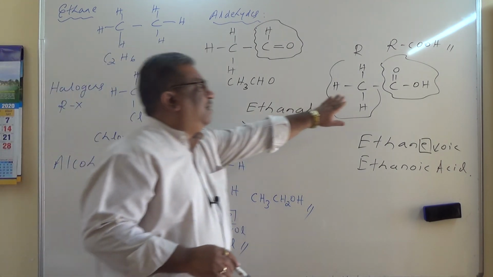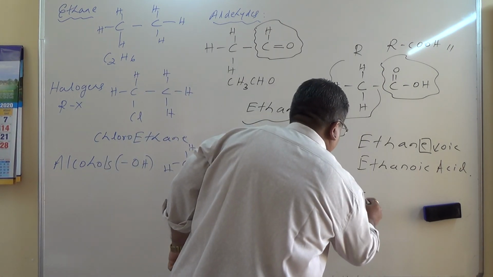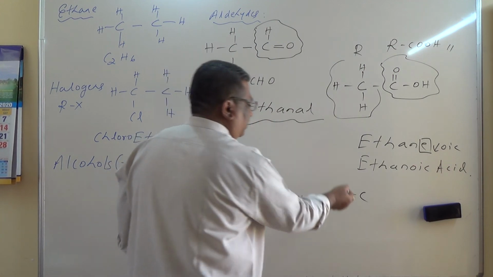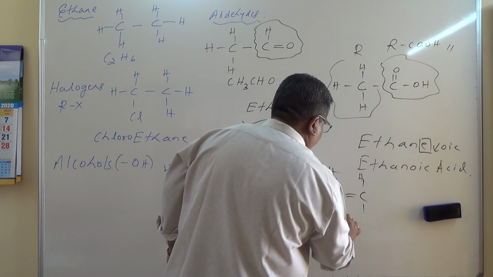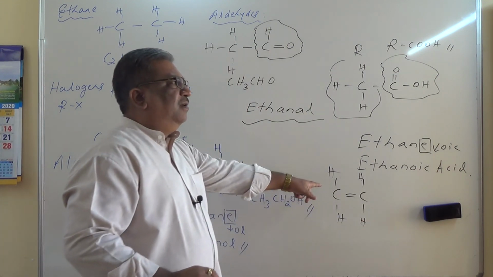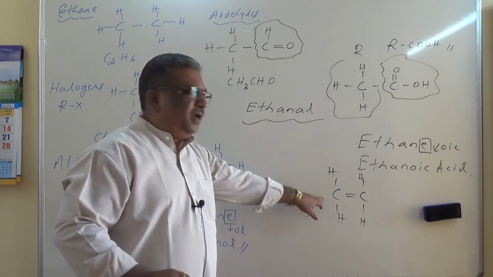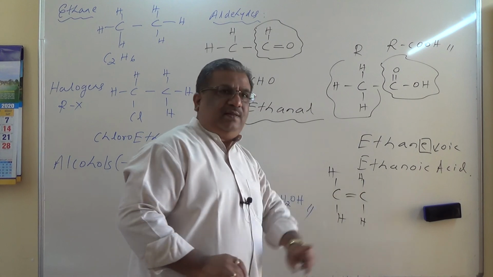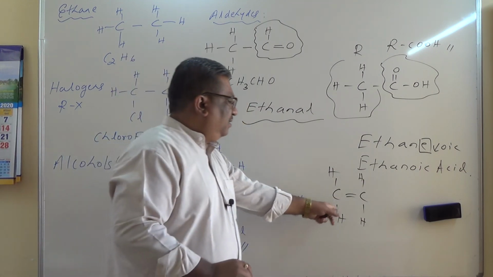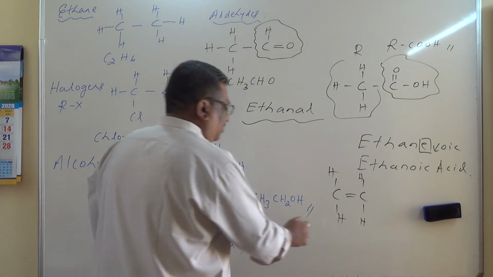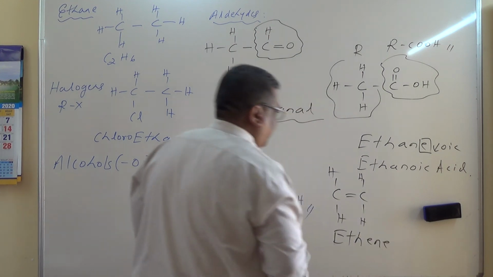If I introduce a double bond here, is it possible? Yes. Between 2 carbon atoms, introduce a double bond and match the valencies, 1, 2, 3, 4. Now what is the name of this compound? The double bond is the functional group attached. How do you read the compound here? Eth, double bond, primary suffix ene. Ethene. So this is ethene, eth root word, ene primary suffix.